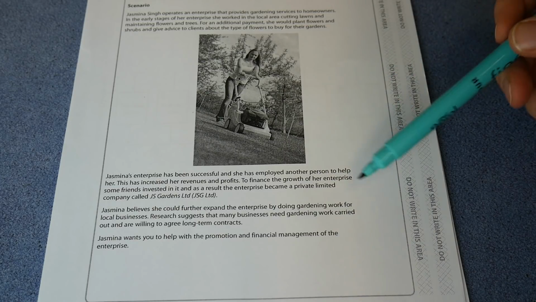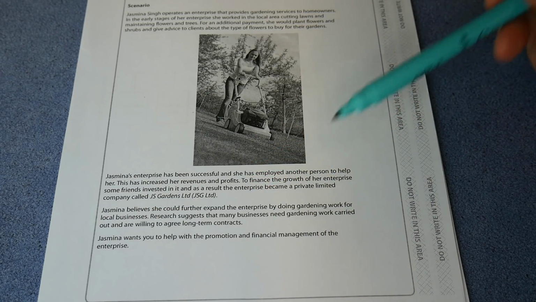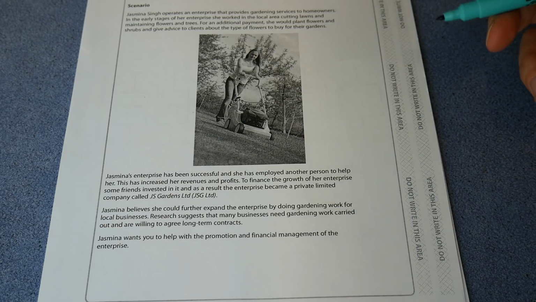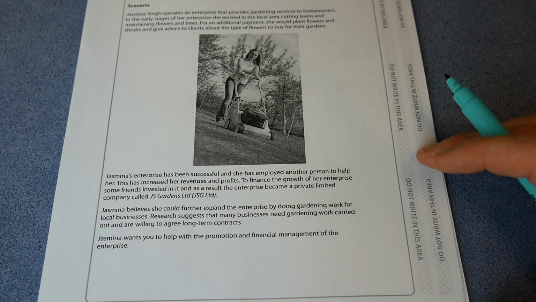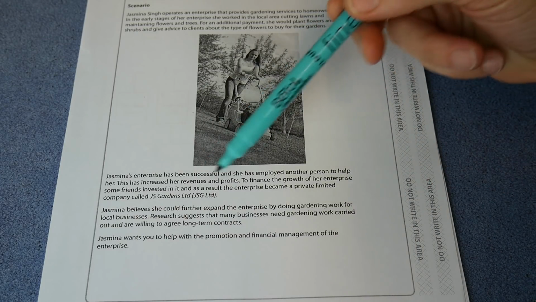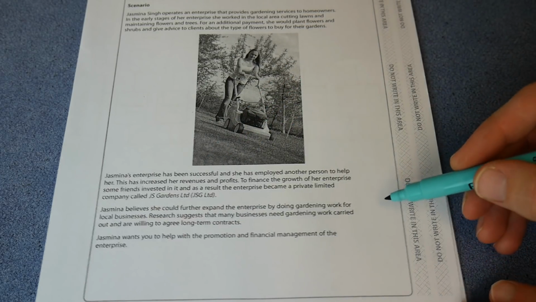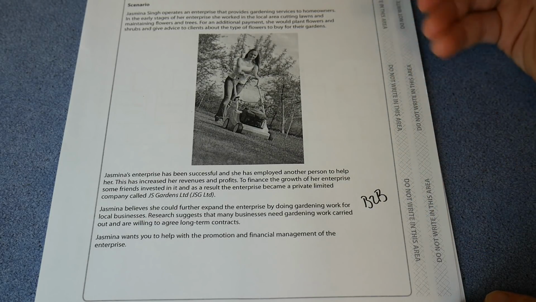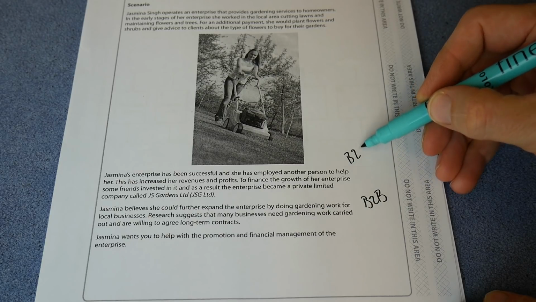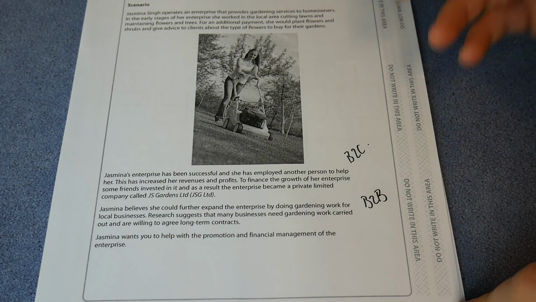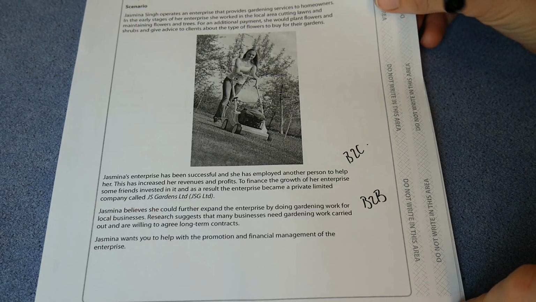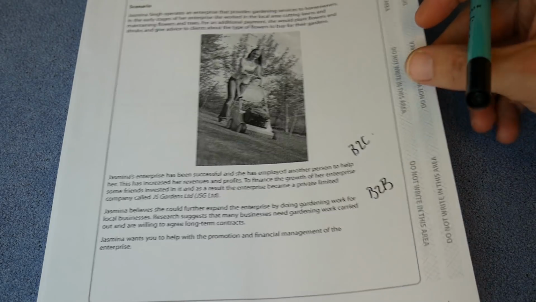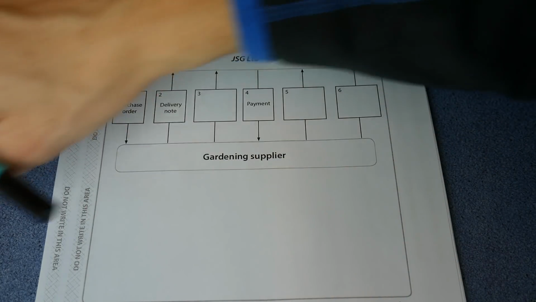Okay, so that's significant. Jasmeena believes she could further expand the enterprise by doing gardening work for local businesses. Research suggests that many businesses need gardening work. So now we're getting into some B2B aspects that she could actually be involved in. So clearly we've got the geographic segmentation, we've got some B2C work, and we've got some B2B work there as well. Jasmeena wants you to help with the promotion and financial management of the enterprise. Okay, jolly good. Right, let's move it on then.